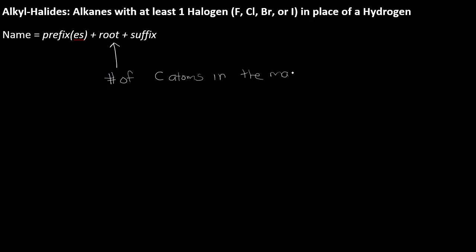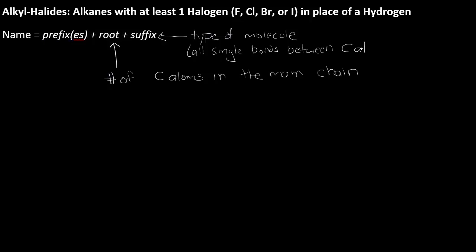Alright, so remember, the root of the word is the number of carbon atoms in the main chain. The suffix tells you what type of molecule it is. Again, for right now, we're only looking at alkanes, so the suffix on everything that we look at is still going to be ane. So you're still just going to be dealing with alkanes. What we're going to change there are the prefixes. So we're going to give you different types of branching.